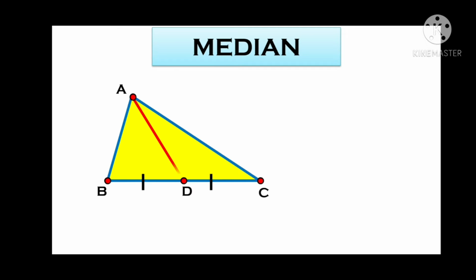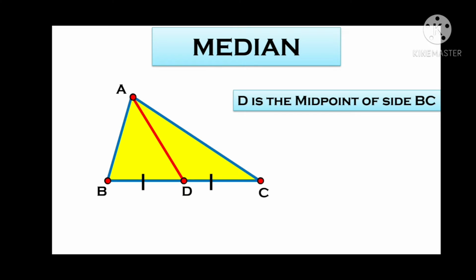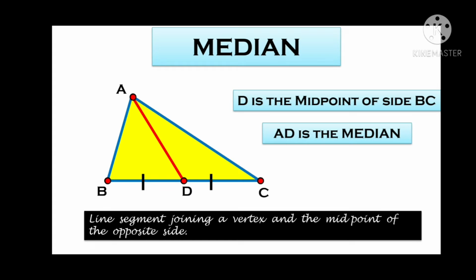Now let's join A to D. A is the vertex opposite to the side BC. Hence, we are joining the opposite vertex A to the midpoint of the side BC. So D is the midpoint of side BC. So here AD will be called the median of the triangle ABC, as it joins a vertex and the midpoint of the opposite side. So we can say a median is the line segment joining a vertex and the midpoint of the opposite side.